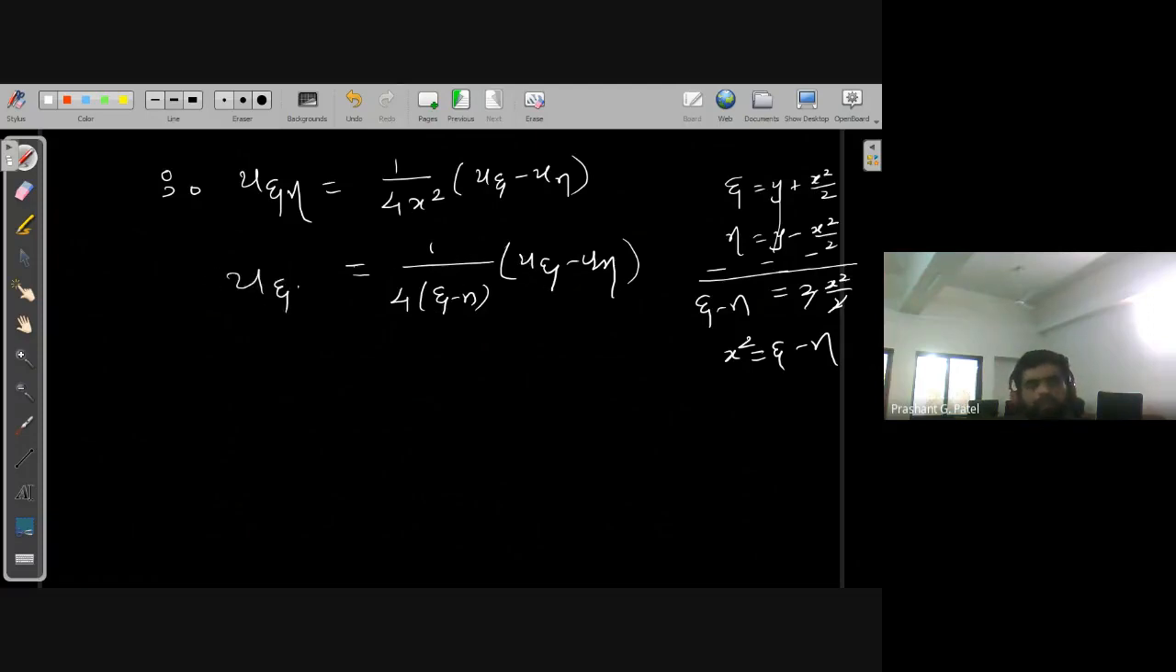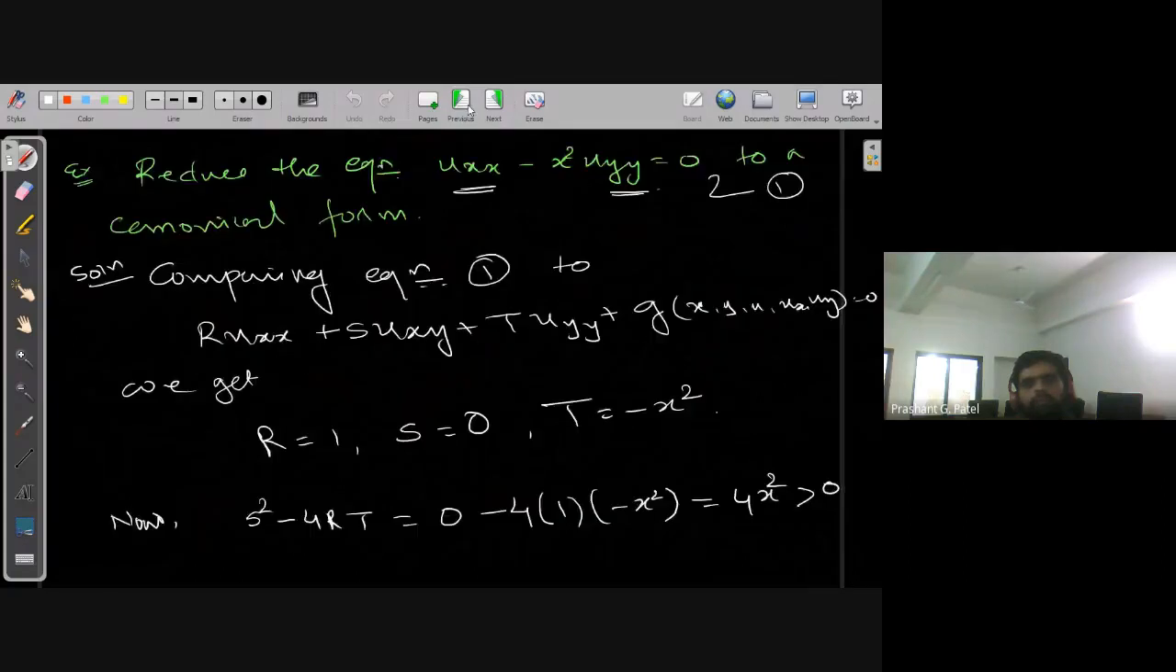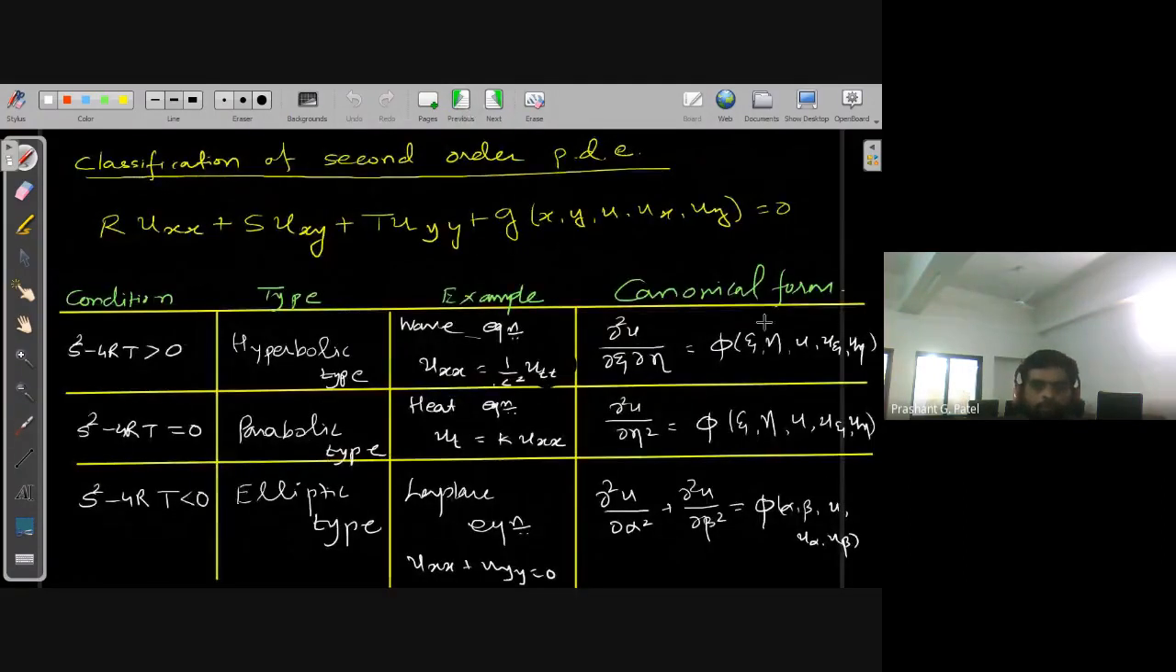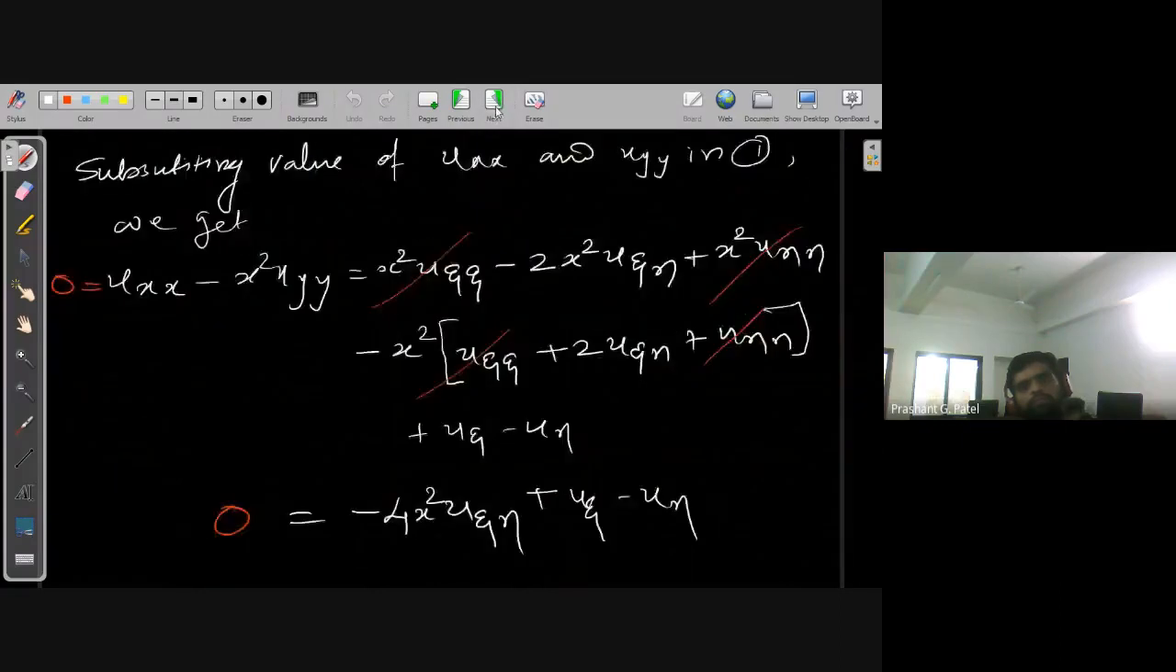You can see that it is a function u of xi eta. So that is the canonical form for a hyperbolic type equation, that is u xi eta is equal to some function of xi, eta, u, u xi, u eta. So that completes the first sum.